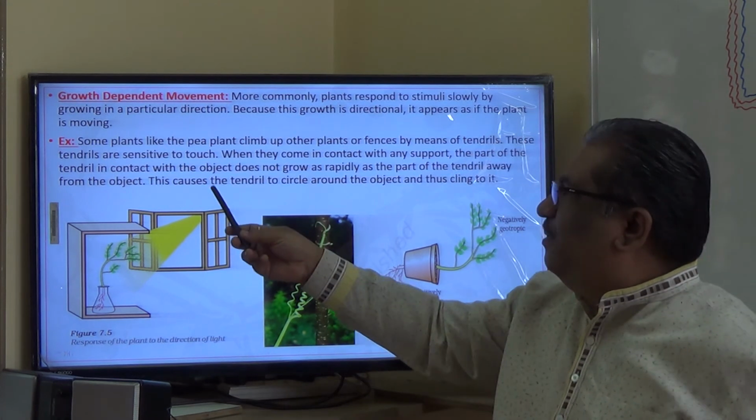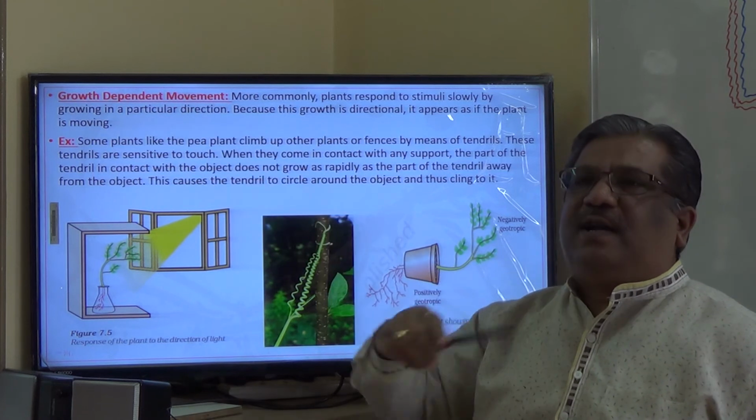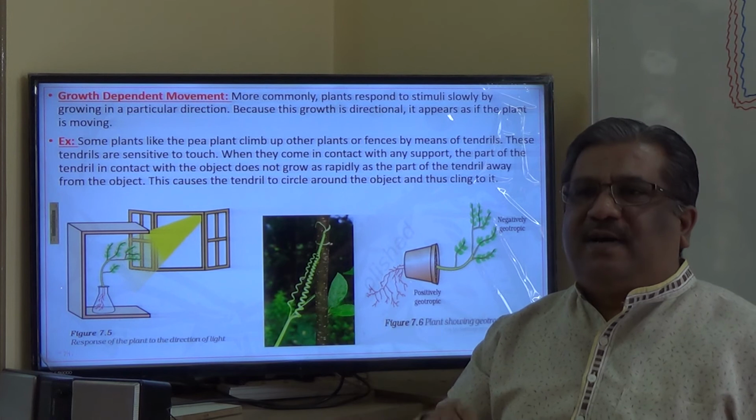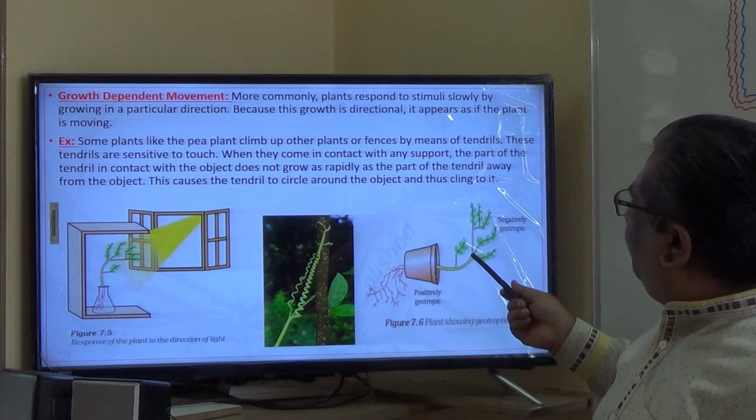Okay, so this is an example for the growth dependent movement, which are also the directional movements, and directional movements are controlled by the growth. This is one more example over here.